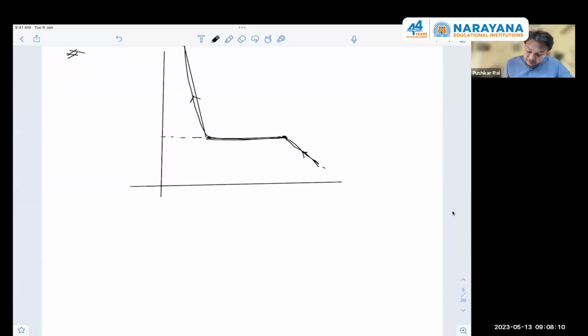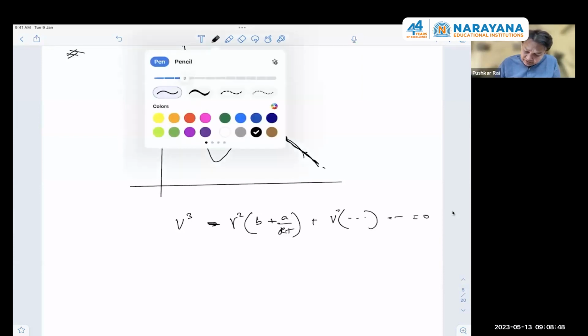Then we know that this van der Waals equation is V cube minus, in fact, V square times B plus A by RT, if I remember, because my memory is not that sharp. Some other terms are there, equals 0. It's a cubic equation. The idea is that the van der Waals equation is a cubic equation. So actually, van der Waals has shown a graph like this. Can we really say it explained everything?